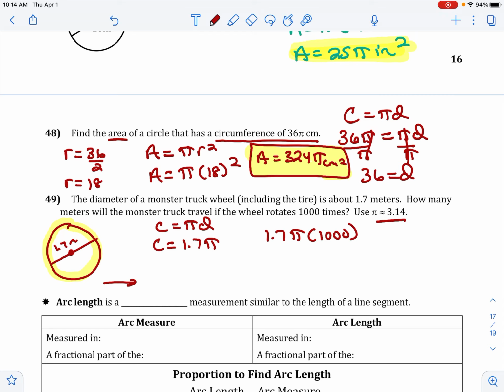So now I'm going to type in 1.7, times 3.14. That's what they told us to use. And then times 1,000. And we're going to get 5,338 meters. And that would be our answer.